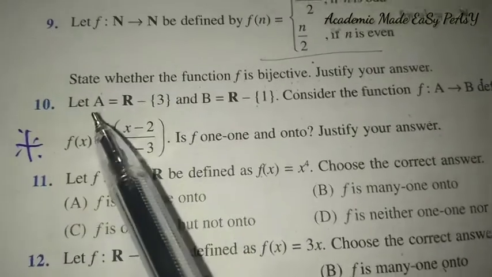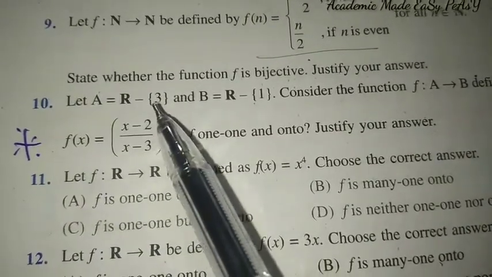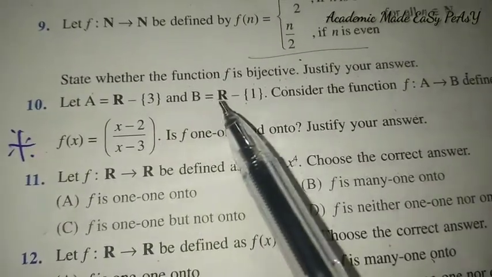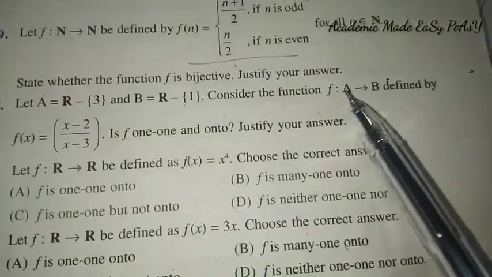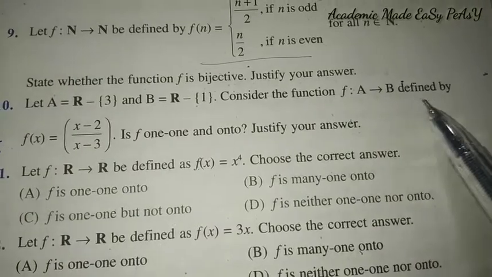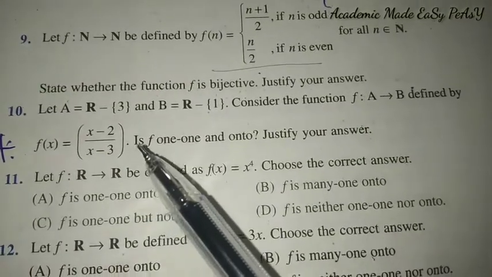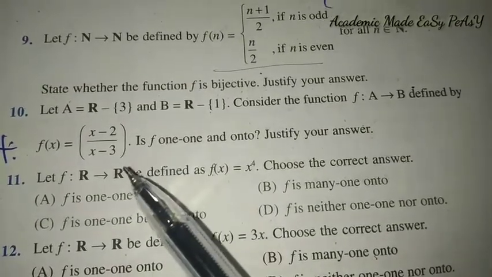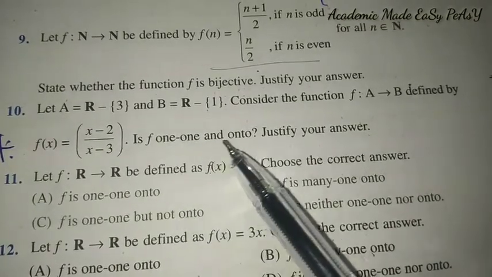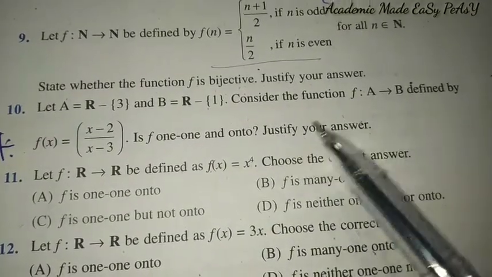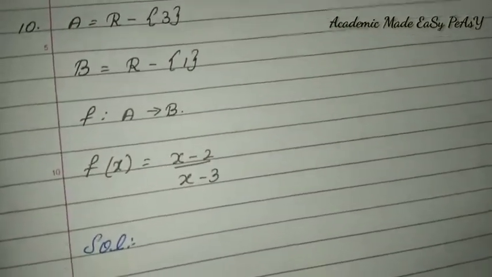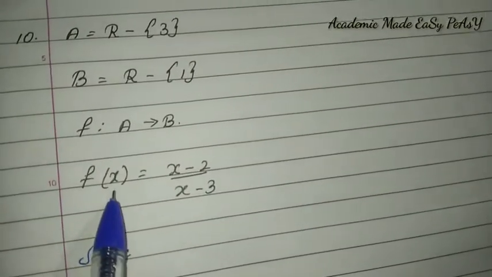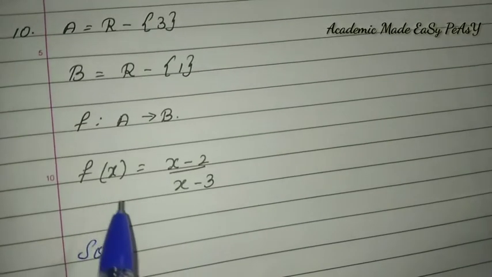Question number 10. Let A is equal to R minus {3} and B is equal to R minus {1}. Consider the function from A to B defined by f of x is equal to (x minus 2) by (x minus 3). Is it 1 to 1 and onto? Justify your answer. So now we have to check whether this function is 1 to 1 or onto.